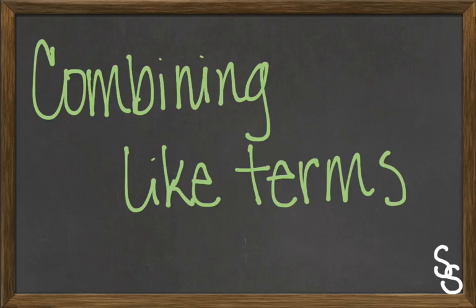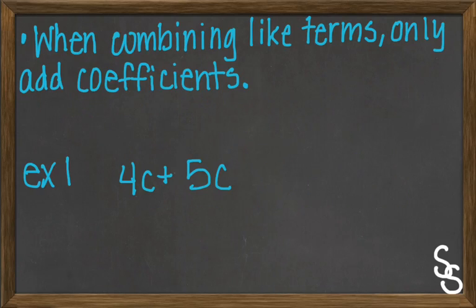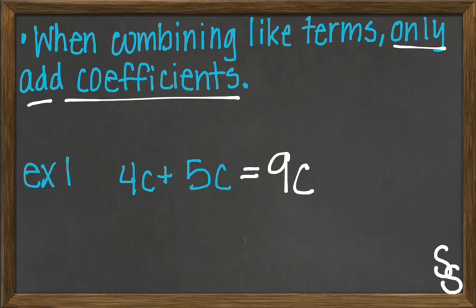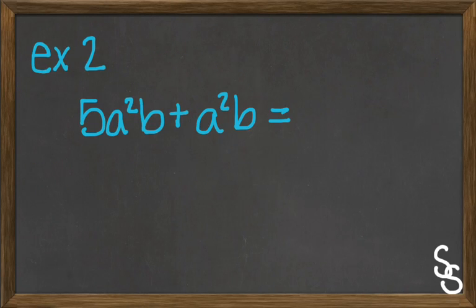Now, combining like terms. We're going to be using the product rule to rearrange some of these terms, but I want to review just a simple concept first. When combining like terms, you only add coefficients. So this becomes 9c, not 9c squared. Leave the letters alone, we're just adding these coefficients. So here, both of these are a squared b, so this becomes 6a squared b.